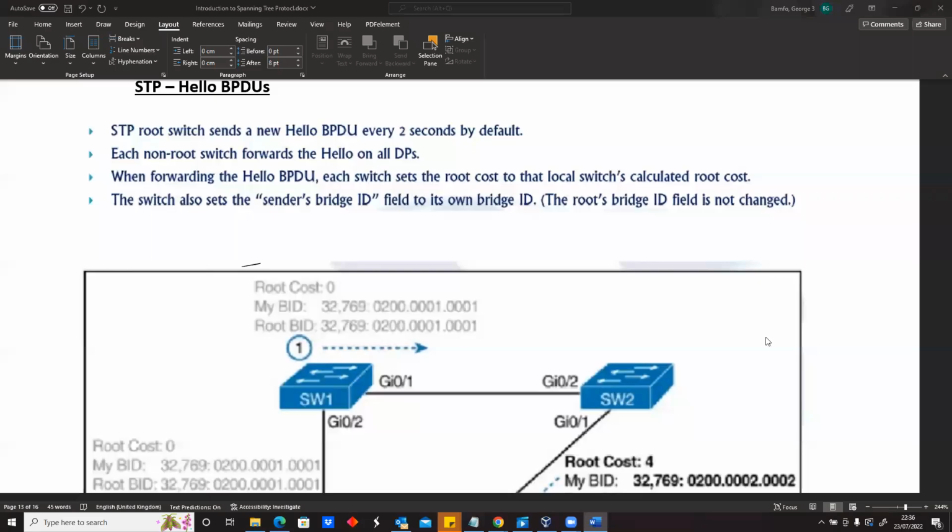The reason why spanning tree is so effective is this. They send hello BPDUs. This is what we just did. But another thing about hello BPDUs that makes it more efficient is the fact that it is sent every 2 seconds by default on Cisco switches.